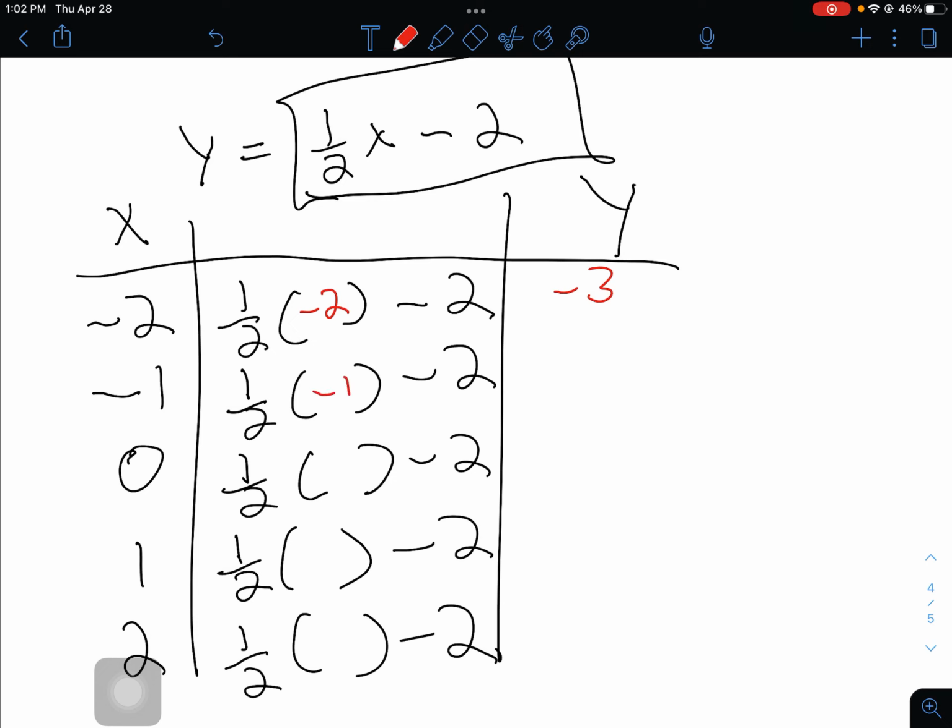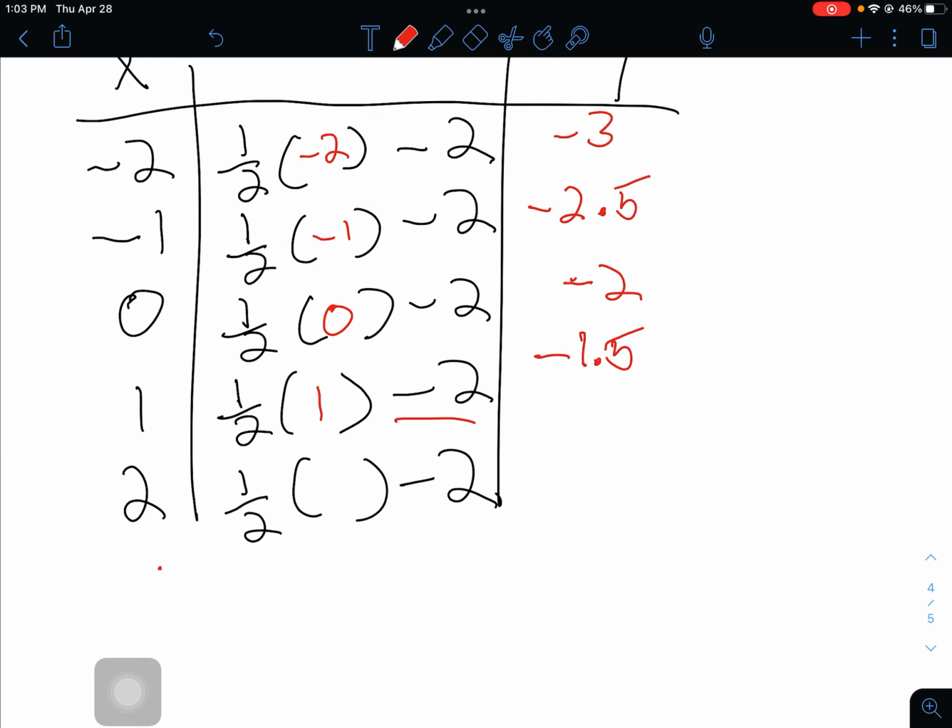Next up, 1/2 of -1 is -1/2. And then I subtract 2, I get -2.5. If we use 0, 1/2 of 0 is 0. Minus 2 is -2. If we use 1, 1/2 of 1 is 1/2. Minus 2 is -1.5. And then finally, when we're using 2, 1/2 of 2 is 1. 1 minus 2 is -1.